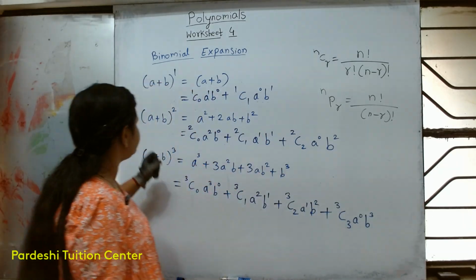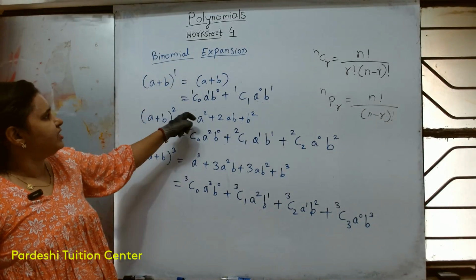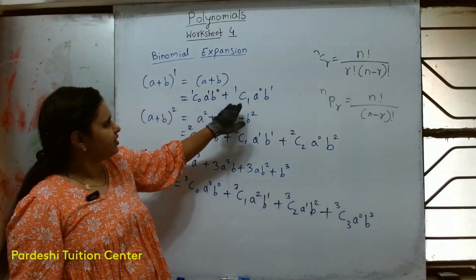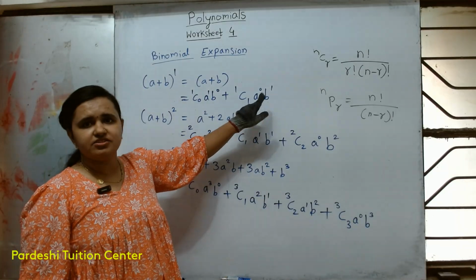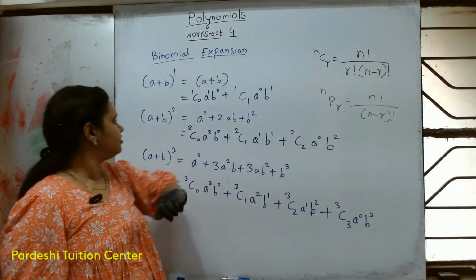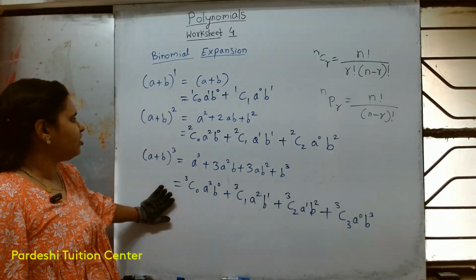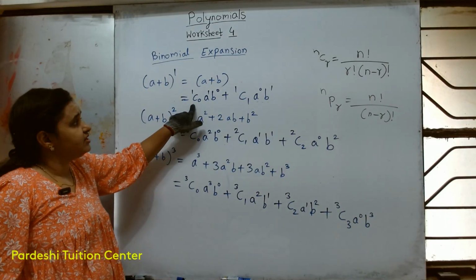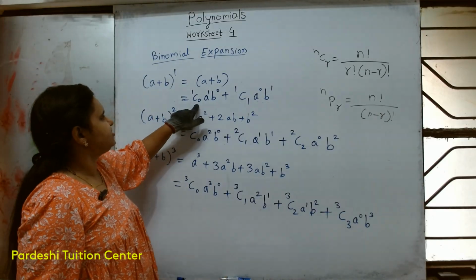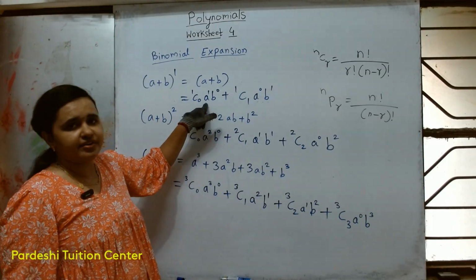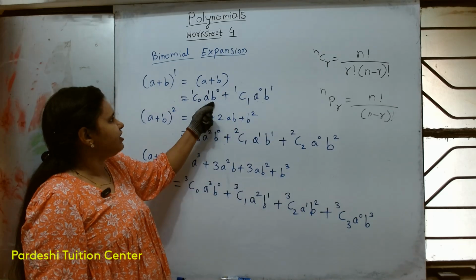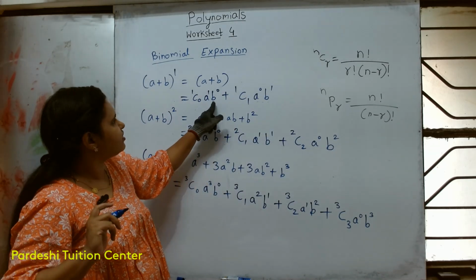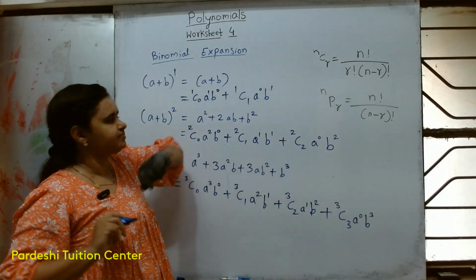So the formula for a plus b to the power 1 is 1C0, a to the power 1, b to the power 0, plus 1C1, a to the power 0, b to the power 1, okay. In this way we have solved. You can check the combinations. Here it is very easy. It was 1C0, 1C1, and the power of a is decreasing and the power of b is increasing, okay.